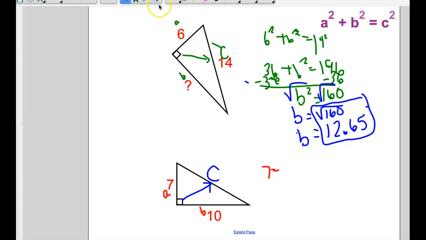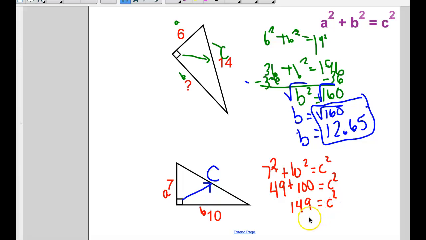I'm going to make that look a little bit nicer. 7 squared plus my 10 squared equals my side C squared that I don't know. My 7 squared is 49. My 10 squared is 100 equals my C squared. Add them together to get 149 equals my C squared, right?